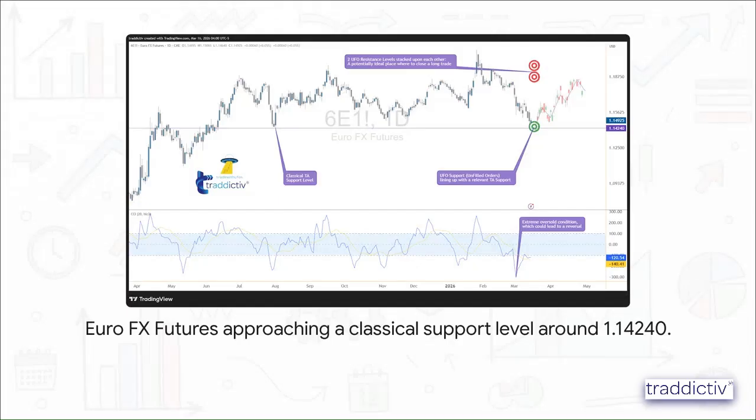Let's see this in action with a real case study here in the EuroFX futures market. Look at the price action on the right side of the chart. After that strong peak, there's been a really sharp drop. Now price is coming down to a key historical support level from earlier, right around 1.14240. That's our first pillar. We've got a structural floor in place.